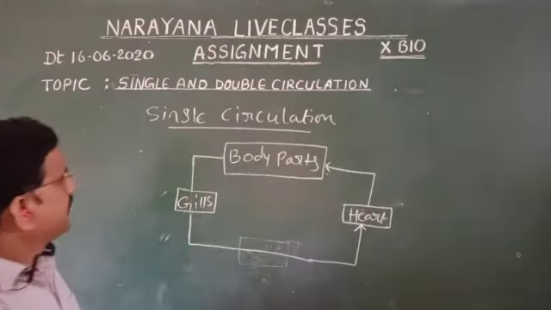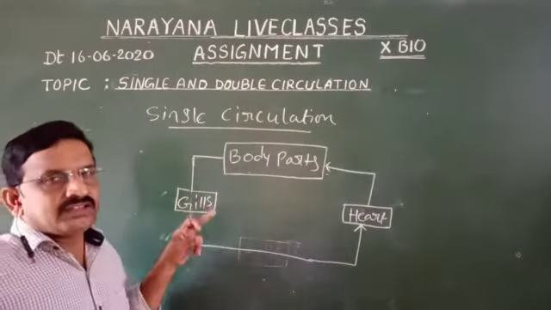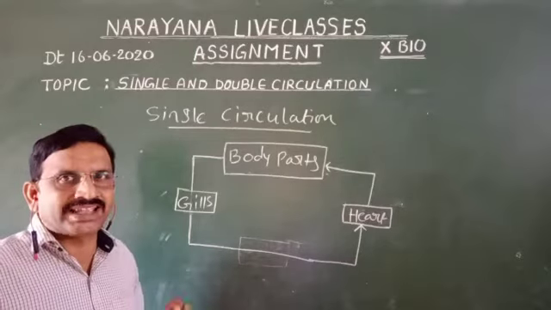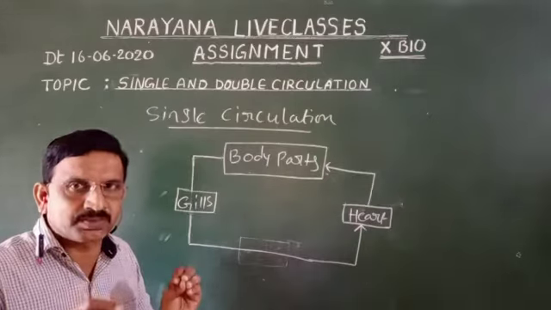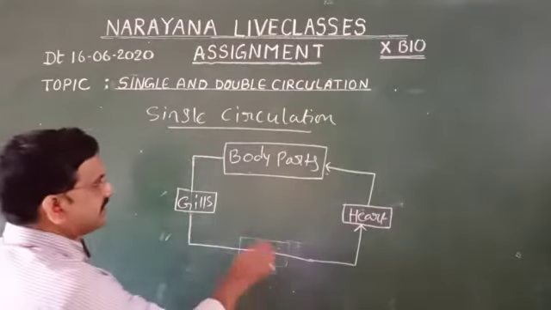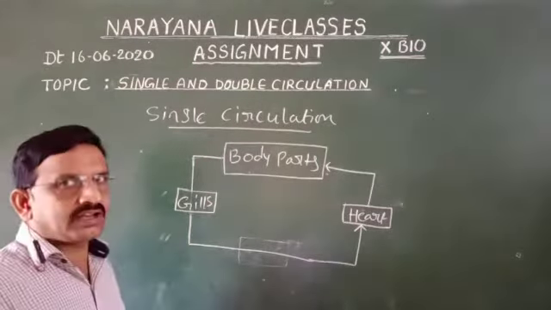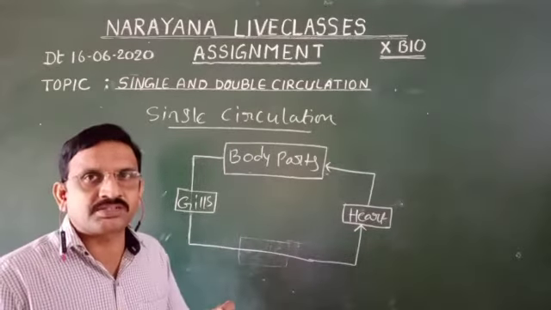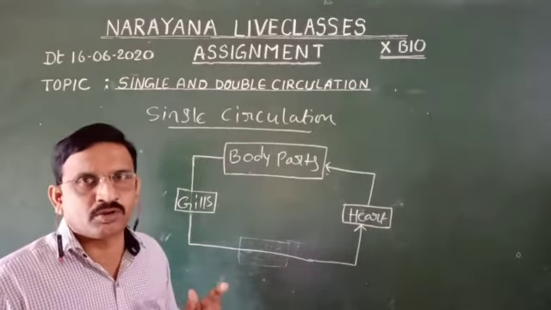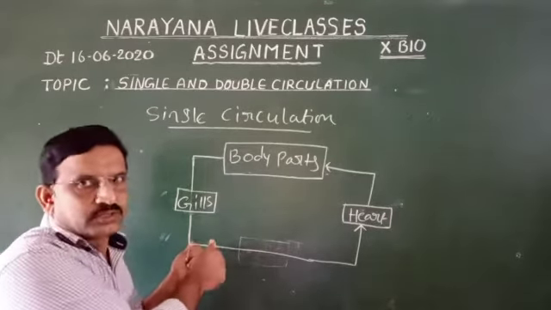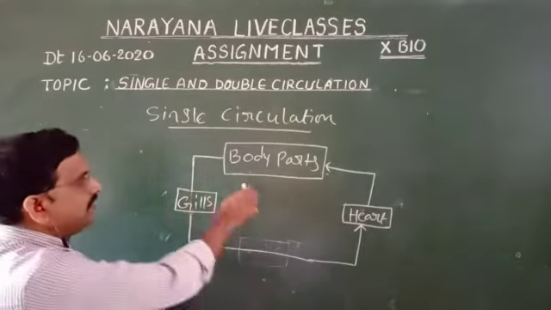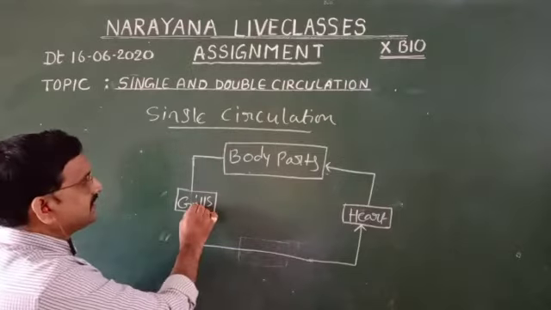Generally, this type of circulation takes place in fishes. Understood? What are the respiratory organs in fishes? Gills are the respiratory organs in fishes. So here, blood is also purified in the gills only, when blood flows through the gills.